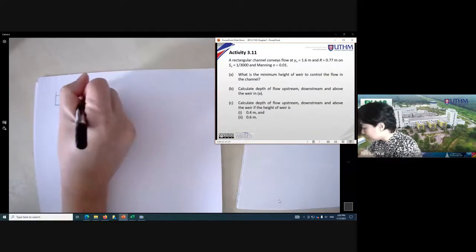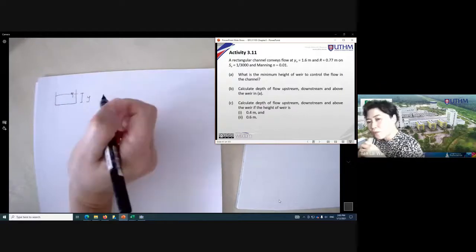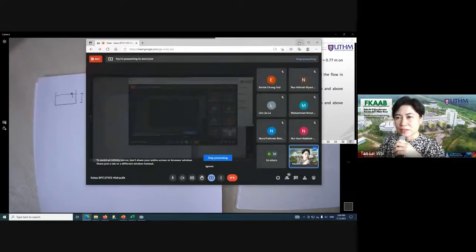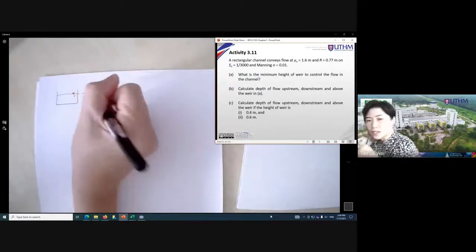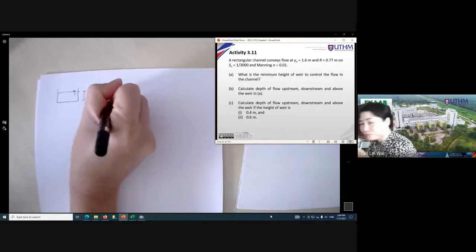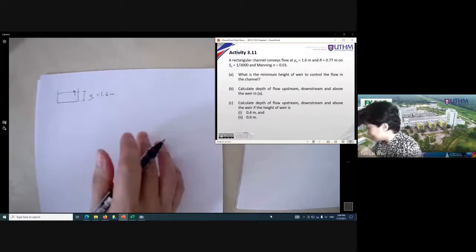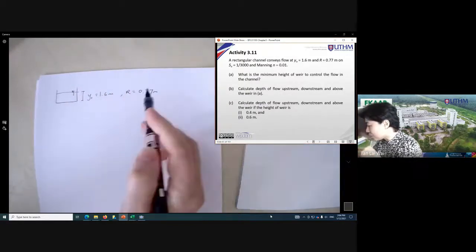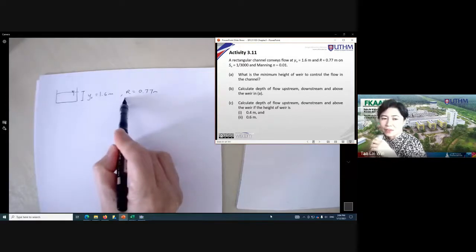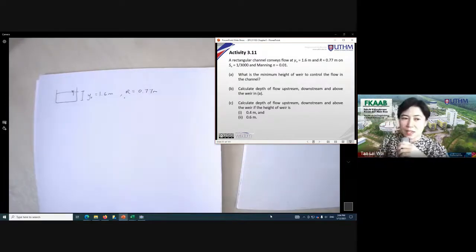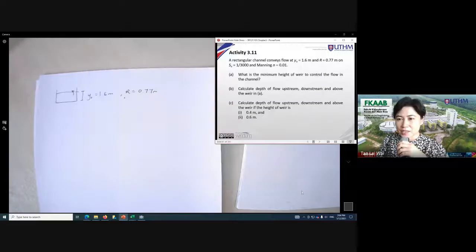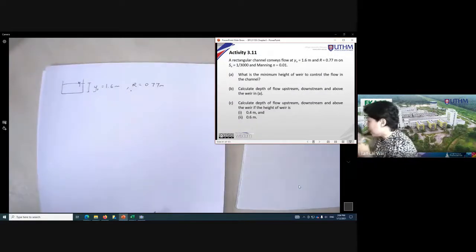Now the depth of flow. The depth of uniform flow is given already, so you don't need to find it in this exercise. It is equal to 1.6 meter. And then the hydraulic radius is also given, which is 0.77 meter. By now, you should know what hydraulic radius is. If it's not given, you need to find the flow area as well as the wetted perimeter, then R is equal to A over P.